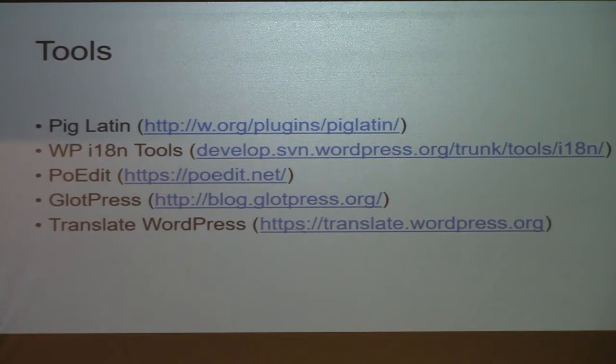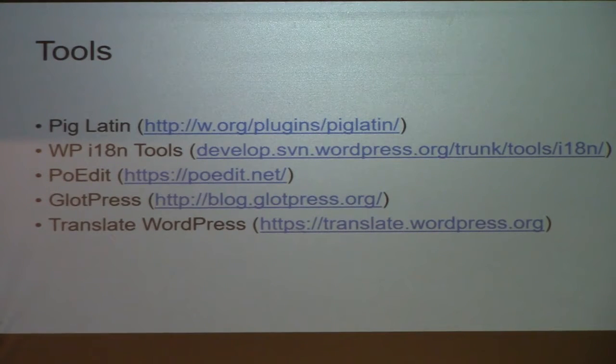PoEdit is an open source desktop program for managing translations. It's what probably most of your translators will use to actually translate your text. It might be a good idea to download it, check it out, see what the interface is like, so you can get a sense of what they're going to see.